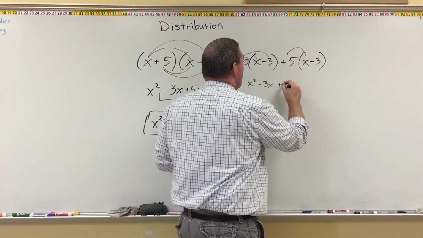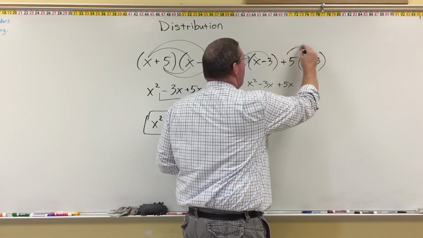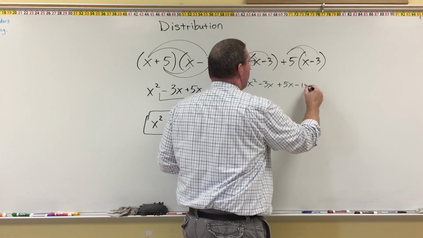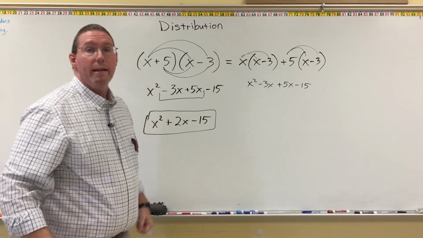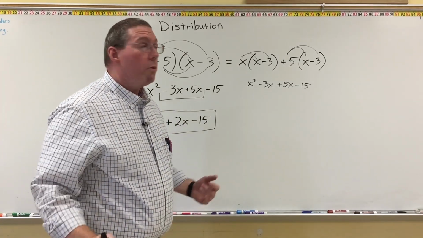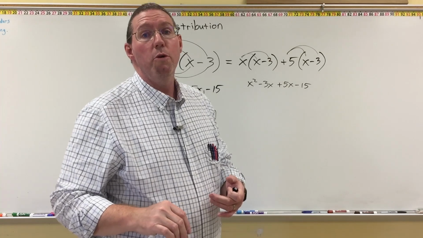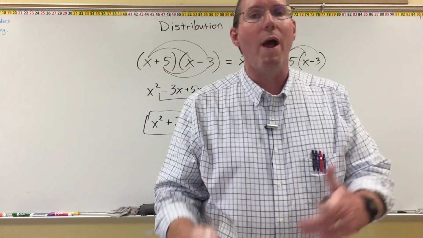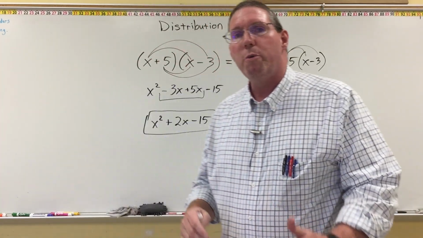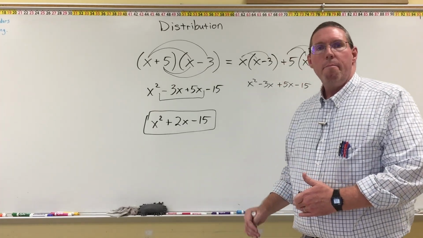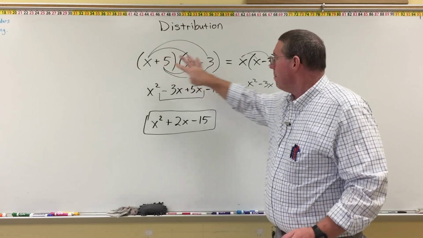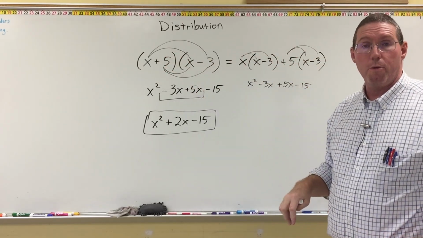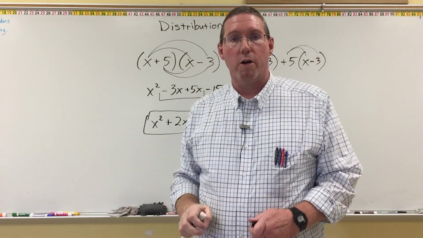5 times x is plus 5x. 5 times negative 3 is negative 15. And look, it winds up being the exact same thing that we had before, and it gives us the same answer. What I'm trying to do here is show you at least a couple different ways of doing the same problem, because one of these may be preferred for you, or maybe the other one is preferred for you. But either way, they both work, okay?